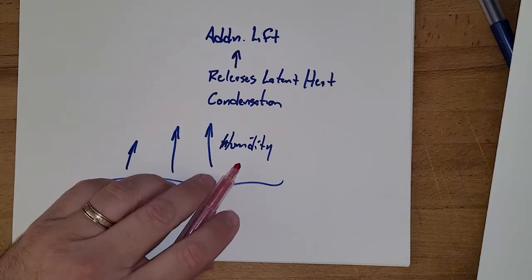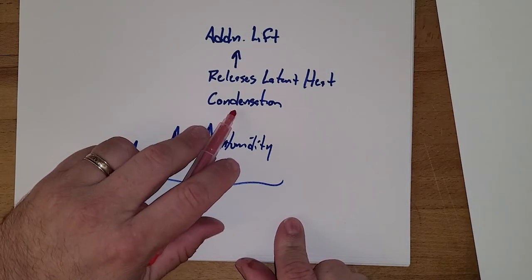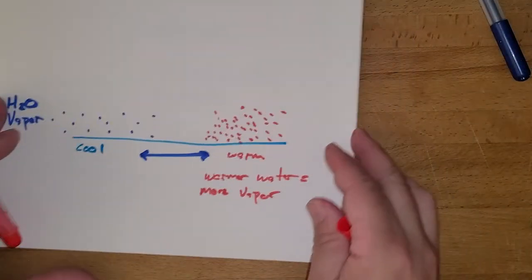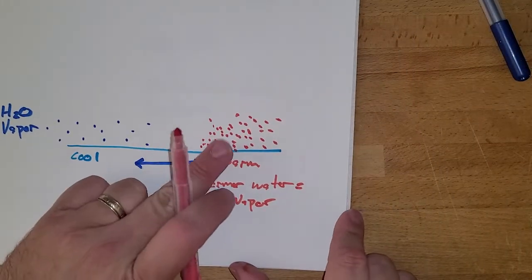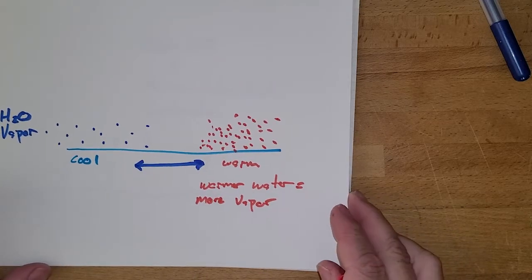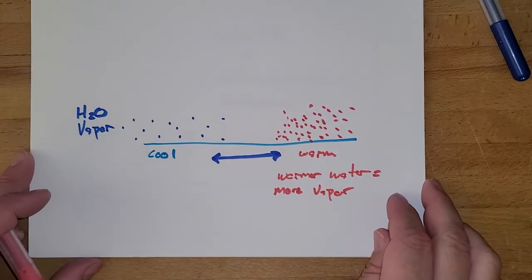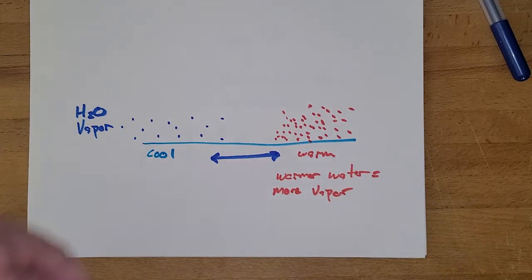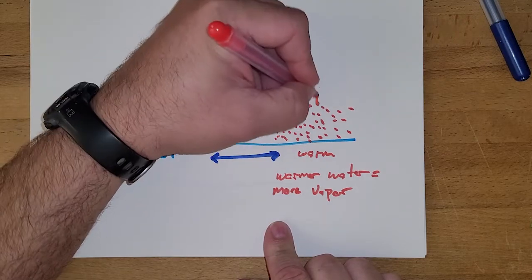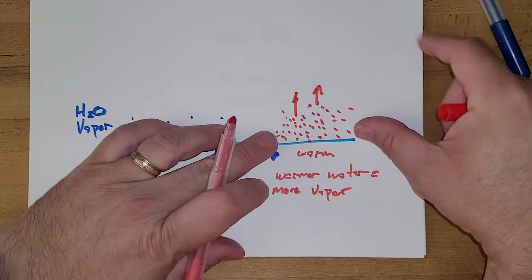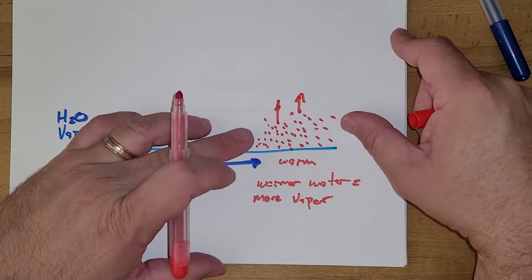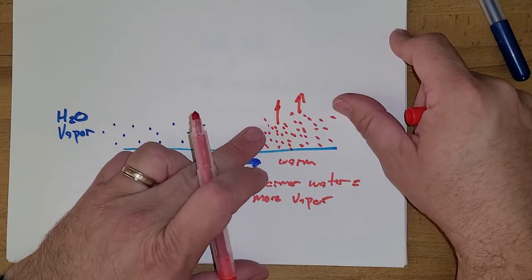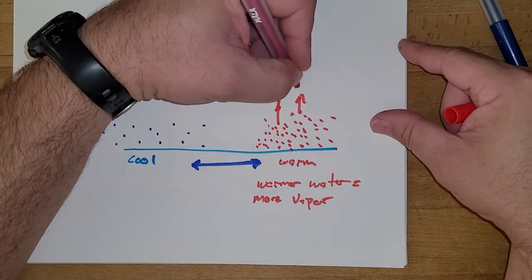Okay, so what? Well, it's that water vapor, that humidity, that leads to the condensation, which leads to the release of latent heat, which causes additional lift. So warm water, Gulf of Mexico. Why do they have hurricanes over there and we don't have hurricanes in California? It's because of that warm water. When the air over the warm water, the air that has more water vapor and higher humidity, starts to rise, we get condensation.